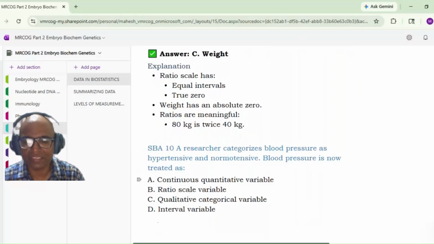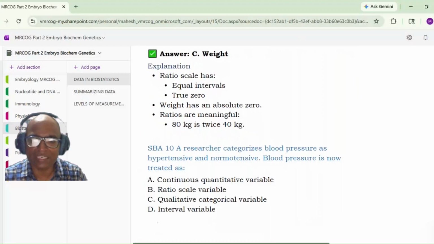See, what has happened here? Blood pressure is what type of variable? It is a continuous variable. But what they have done is made categories. One category is hypertensive and the other category is normotensive. Whatever values come, they have divided them under these categories only. So ultimately we are going to deal with these categories, so it becomes a qualitative categorical variable.